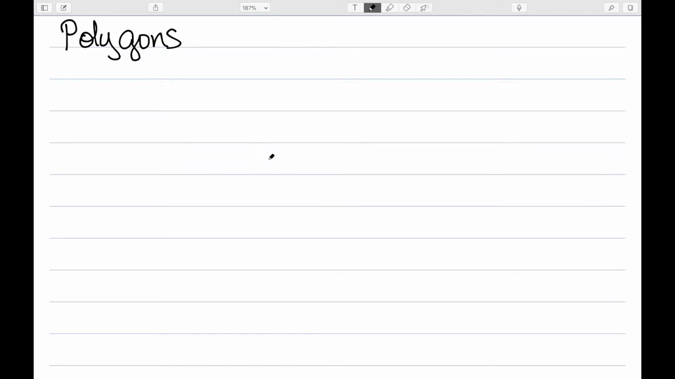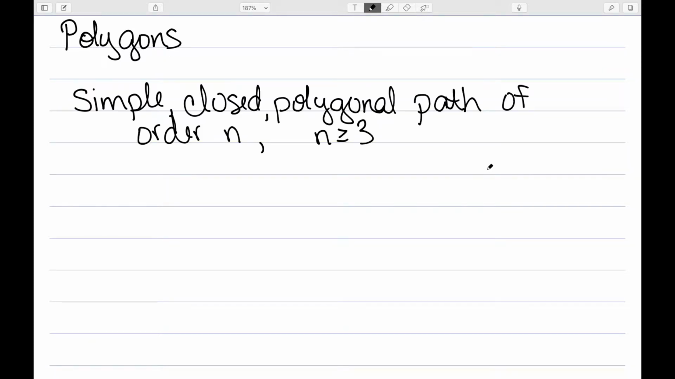Now that we have the idea of polygonal paths and quadrilaterals, we can define a general polygon. With a quadrilateral, we needed a simple closed path of order 4. For polygons, we need a simple closed path of any order. Our only restriction is that n needs to be greater than or equal to 3. We can only have simple closed polygonal paths of order n, where n is greater than or equal to 3.